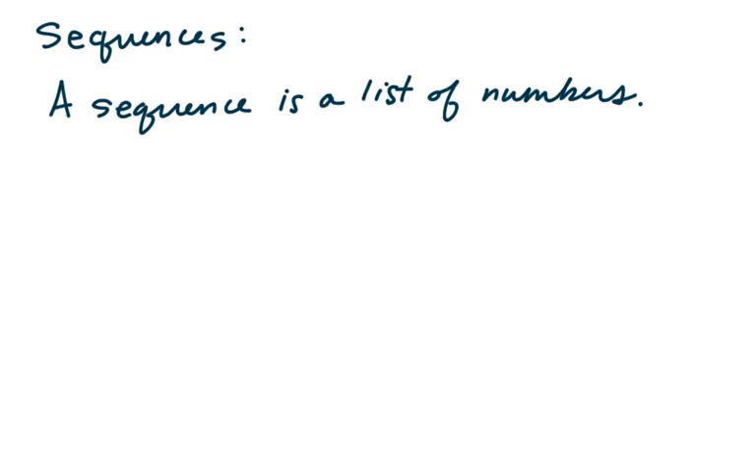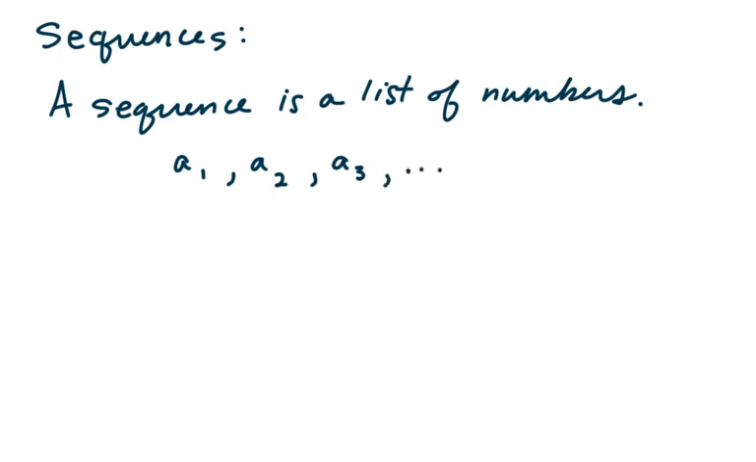So we're going to begin talking about sequences here. Sequences are fundamental to the study of infinite series. A sequence is a list of numbers. We might have a list of terms like a sub 1, a sub 2, a sub 3, and each of these terms has an index or a subscript that lets us know its position.